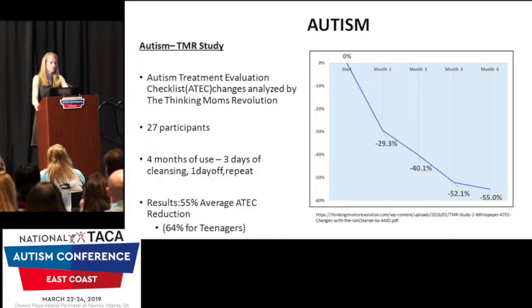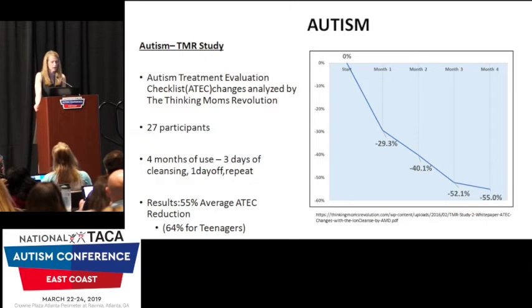Tyler touched base on some of these previously if you were at the Lunch and Learn, so I'd just like to recap on those. Essentially this study was done by a mom group that had 27 participants, and over a 4-month period of time, the children used the ion cleanse 3 days on, 1 day off. And what you can see here is that there was a reduction in the ATEC scores, so a 55% reduction.